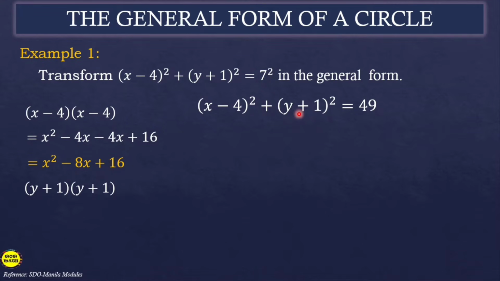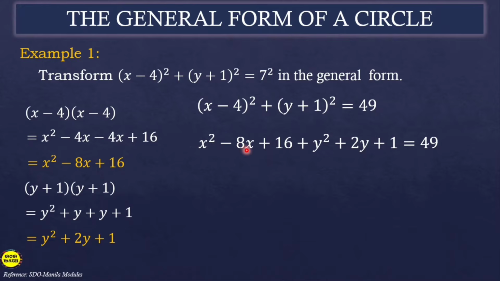So, expand din natin ito. So, y plus 1 times y plus 1, that is y squared. Y times y is y squared. Y times 1, that is y. 1 times y, that is y. 1 times 1, that is positive 1. Combine similar terms, so copy y squared. Y plus y, that is 2y, copy 1. So, itong dalawang ito, ilalagay natin dito, no? Kasi ito na yung expanded form ng x minus 4 squared.